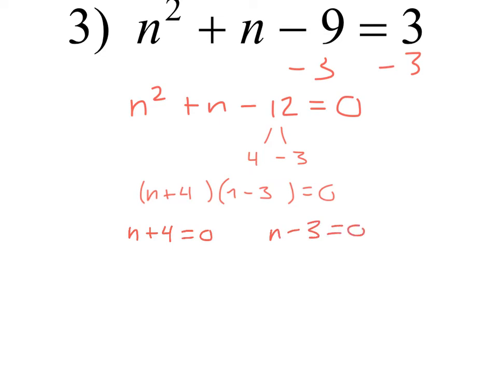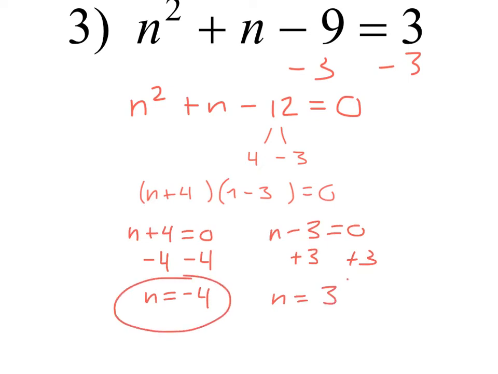So what do we do in the first one? Subtract 4 on both sides. So what do we get for n? And the second one? N is equal to positive 3. Perfect. So we get n is equal to -4 and n is equal to positive 3. Good job.